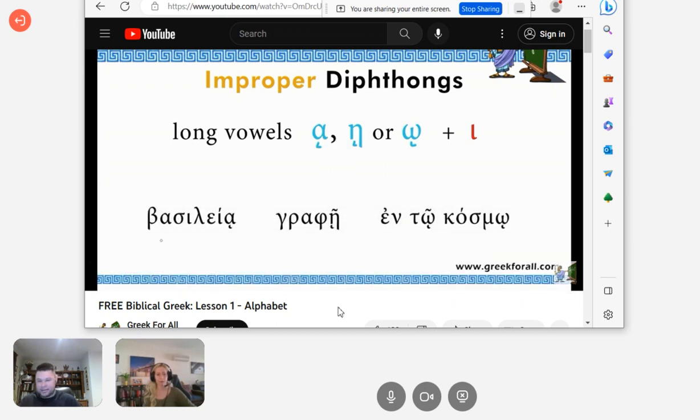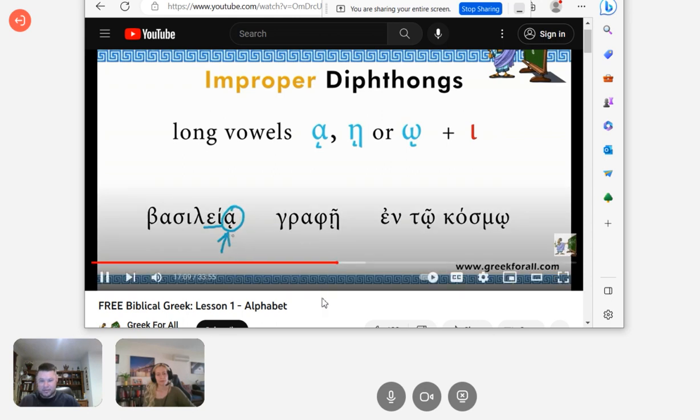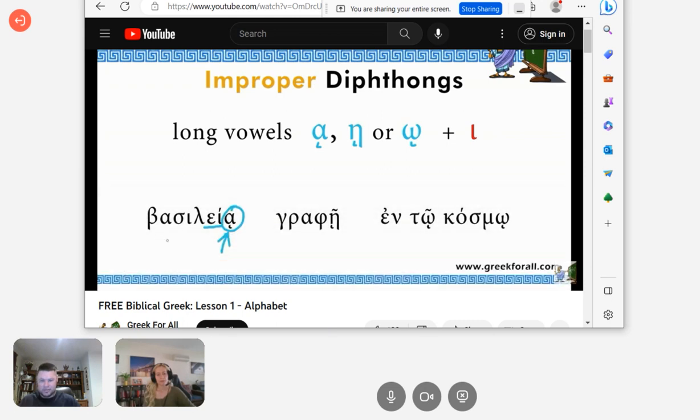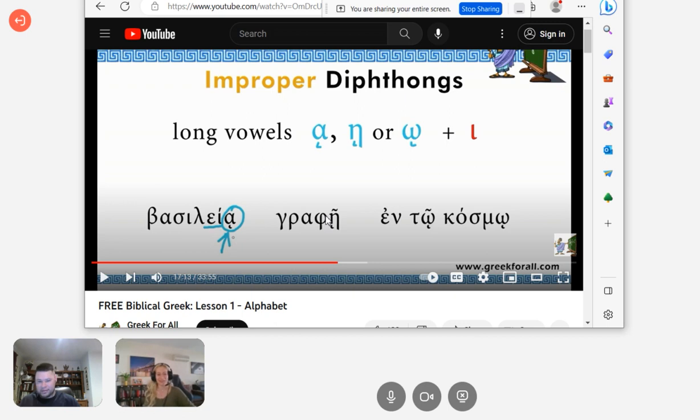And the first word we're going to read today is the word basileia. We have two diphthongs here. The first one is a proper diphthong, and this is our improper diphthong. This is our iota subscript. Let's read it together. Basileia. No, Basilea. No. Let's not read it like this. For those who have not seen the first part, once again, it's not beta, it's vita, and pronounced V.